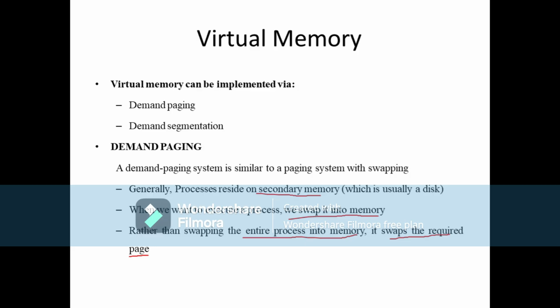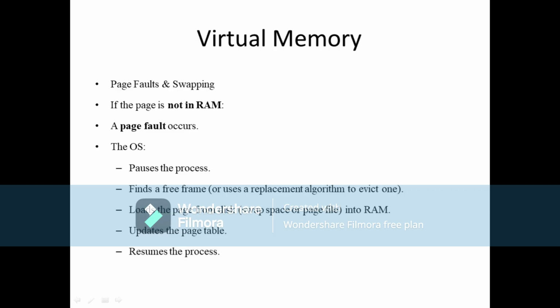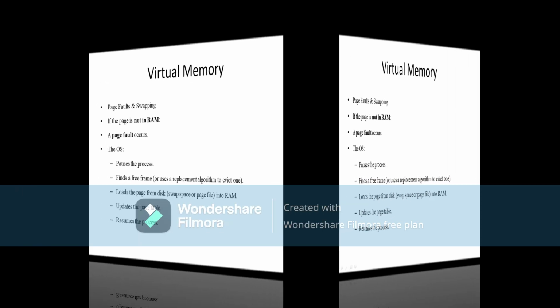See, this is very important. Rather than swapping the entire process into memory, it swaps the required page. In other words, the process demands a particular page and that page is loaded into the RAM only after there is a demand from the process to load that page, and that's why this is known as demand paging.